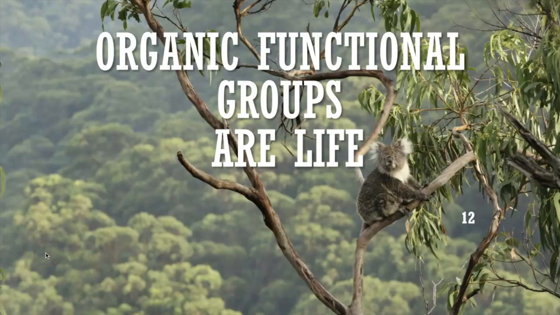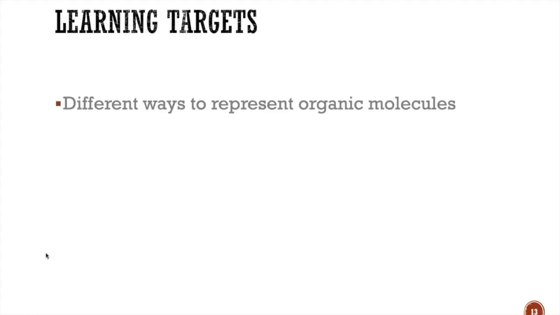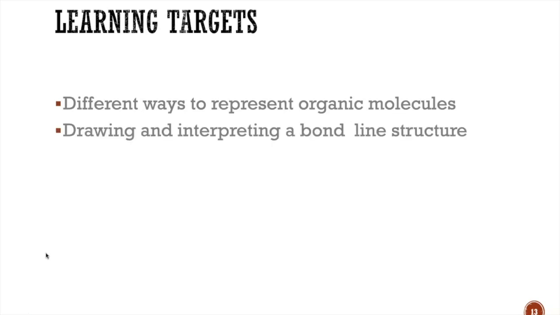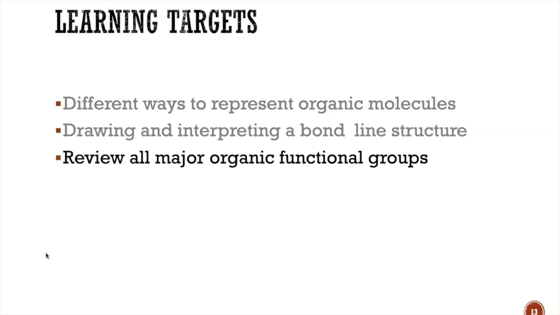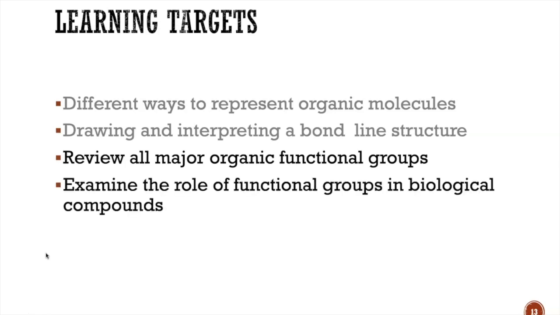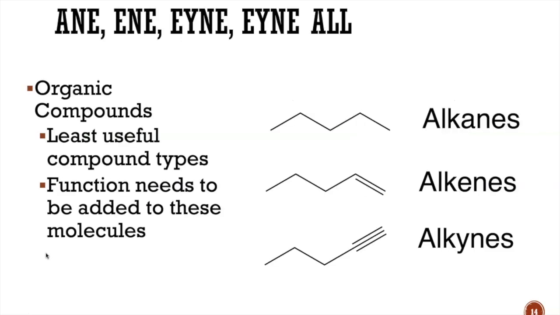We are continuing our journey into organic functional groups and why they are important for life, and particularly biological molecules. Previously we examined our learning targets and we saw different ways to represent organic molecules. We've already looked at drawing and interpreting bond line structures. For this series, we're going to review all of our major organic functional groups. We're also going to examine the role of our functional groups in biological compounds.